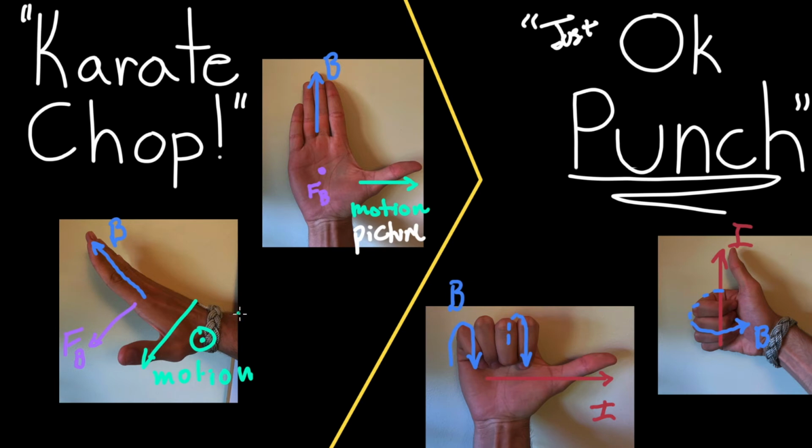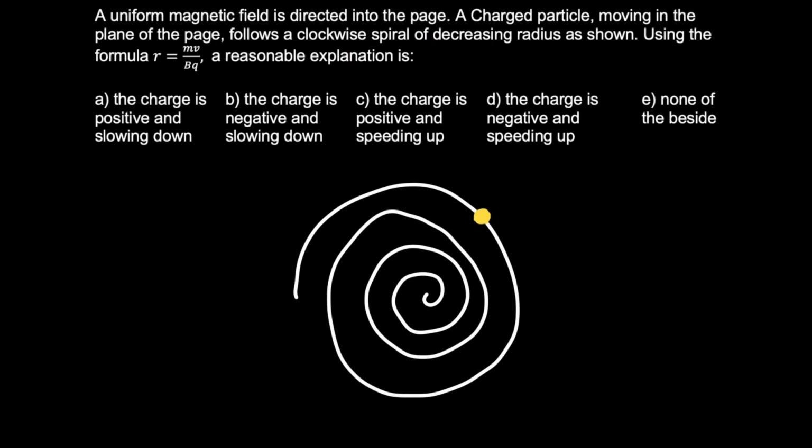Let's try some problems. Okay, first question. A uniform magnetic field is directed into the page. A charged particle moving in the plane of the page follows a clockwise spiral of decreasing radius as shown. Using the formula, R is equal to mv over Bq, a reasonable explanation is. From our answers, we can see that we need to determine the charge sign and whether it's slowing down or speeding up. So first, let's determine whether it's slowing down or speeding up.